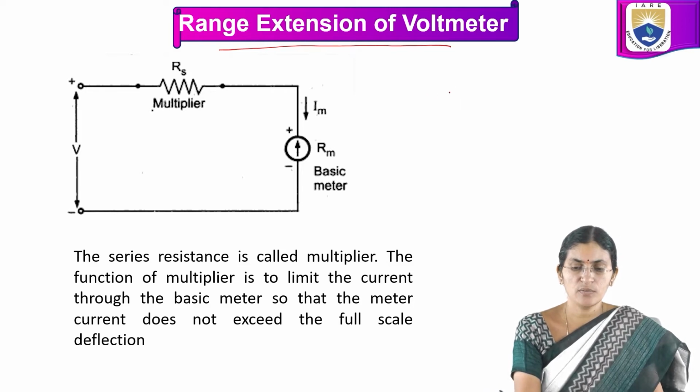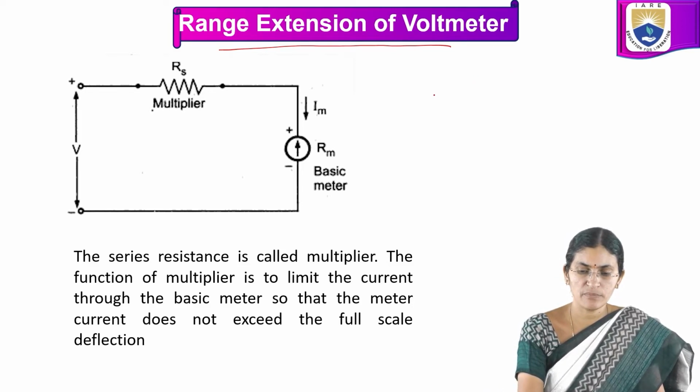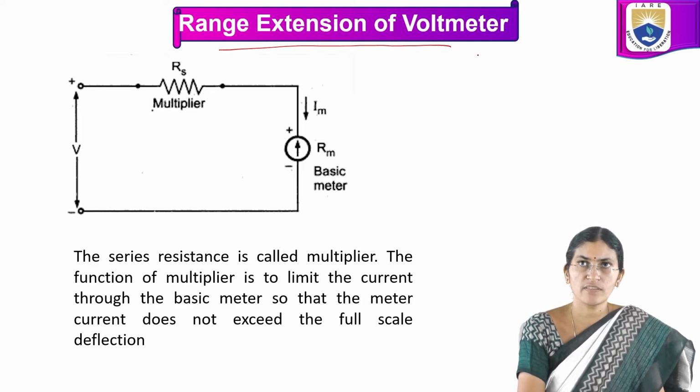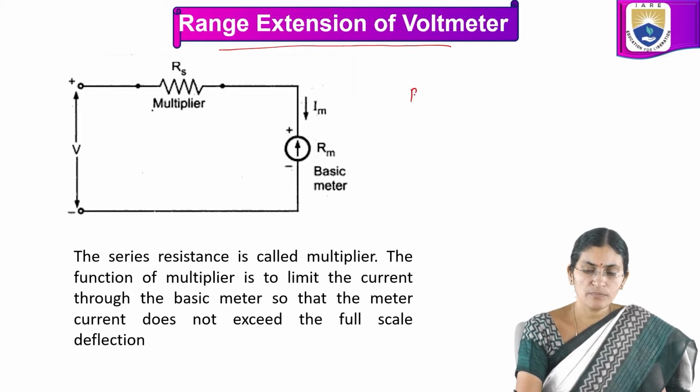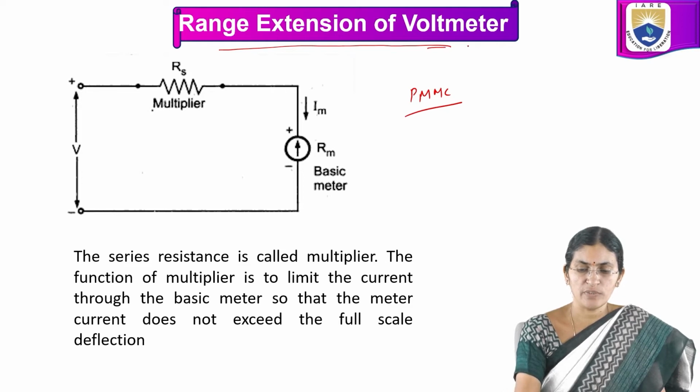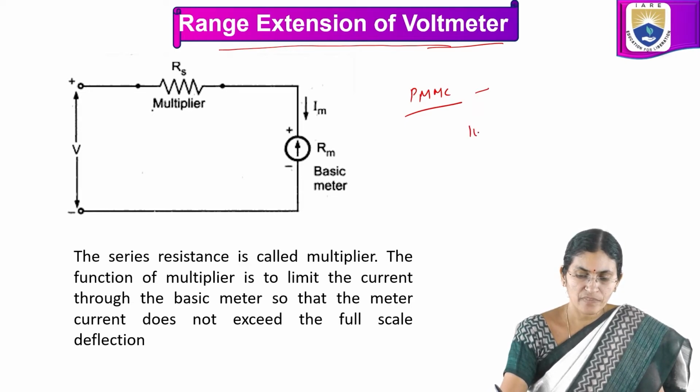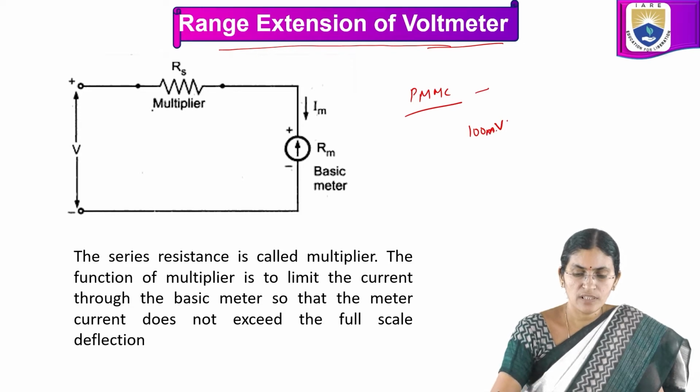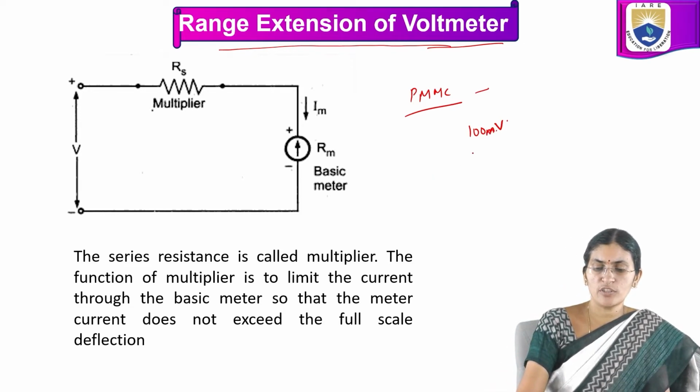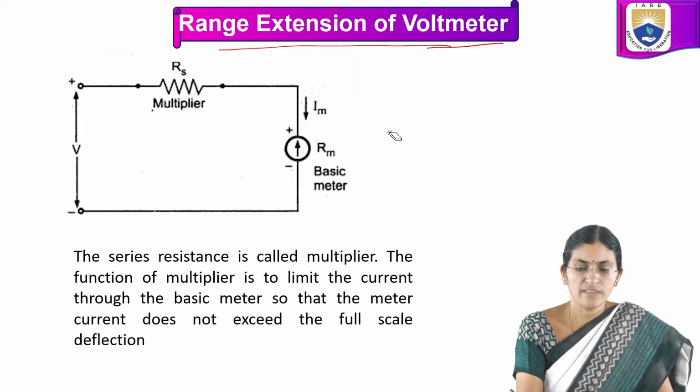Next topic, range extension of voltmeter. Now let us see how to extend the range of voltmeter. A PMMC type instrument can be used as a voltmeter also, to measure voltage. With this, it can measure only up to 100 millivolts. But in order to extend the range of the voltmeter, this is the arrangement.